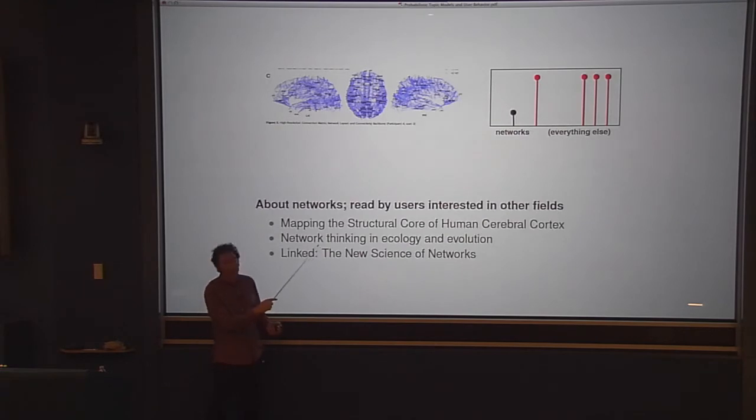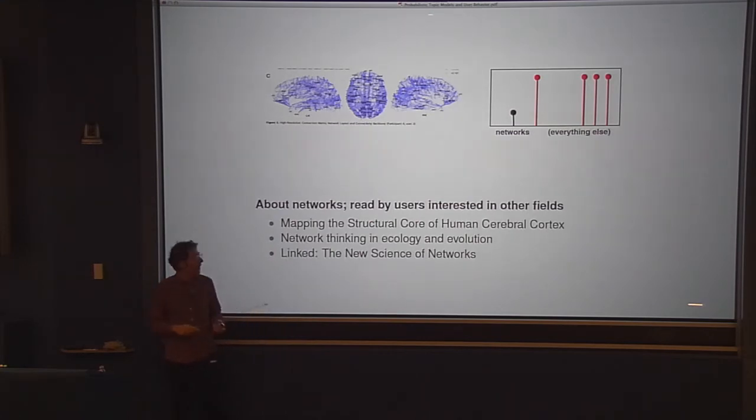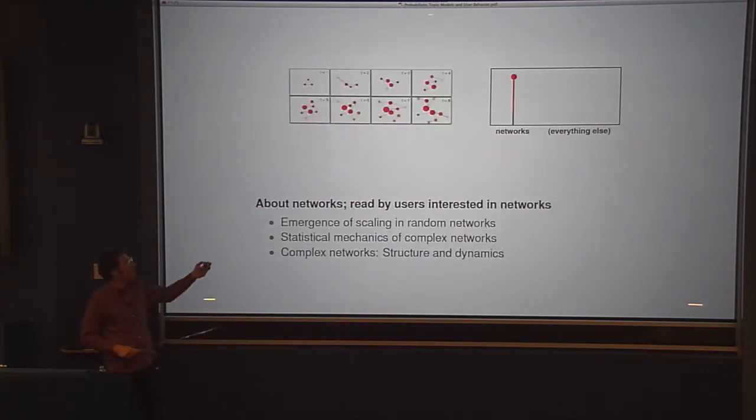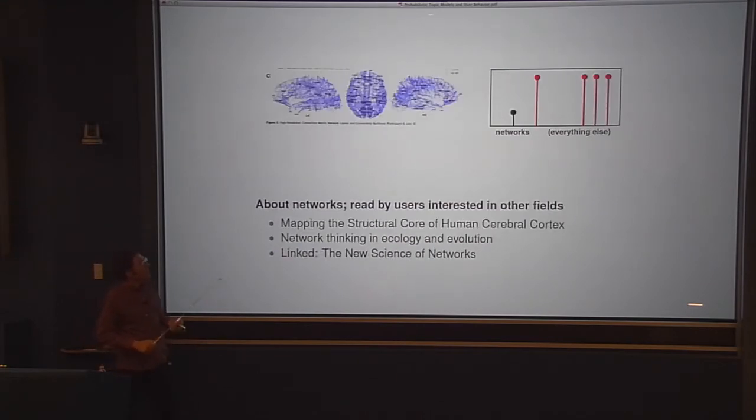Network thinking in ecology and evolution, same idea. It's about network science, but people in ecology and evolution are reading it. And then this one, Linked: The New Science of Networks, is also by Barabasi. This is a popular science book, right? So of course that is going to have high interest in other subjects and is about networks. So again, this list is different from this list. This is people interested in network analysis, what are they reading? This is people interested in other fields, which network papers are they reading?